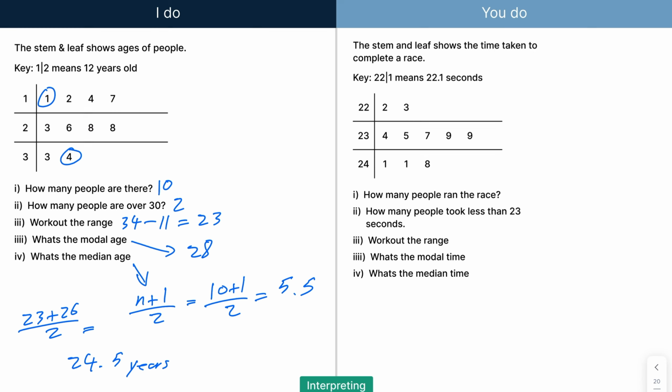Now, hopefully you've pressed pause and had a good go at the example on the right. So we know they are 1, 2, 3, 4, 5, 6, 7, 8, 9, 10. There is 10 people again in the race. How many people took less than 23 seconds? So that's just these 2.